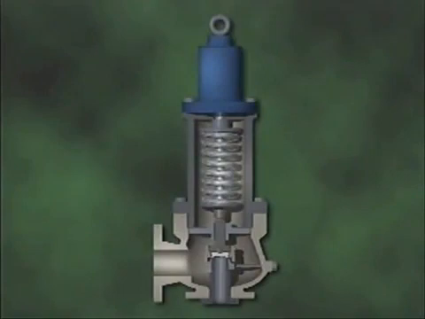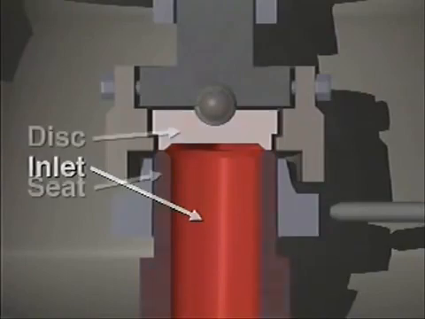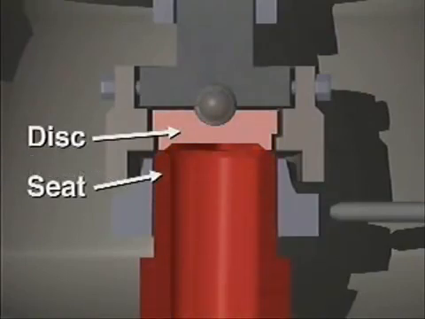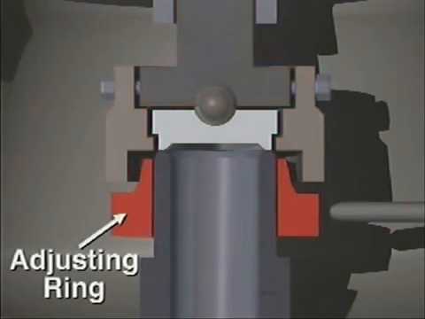This is a cutaway illustration of one type of safety relief valve that's specifically designed for use in gas or steam systems. It has a long nozzle-shaped inlet, a disc and seat, a reaction hood for directing the flow of fluid through the valve, and a single adjusting ring for changing blowdown.